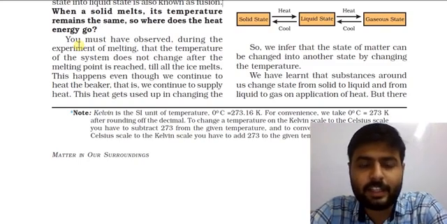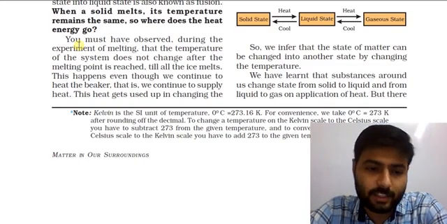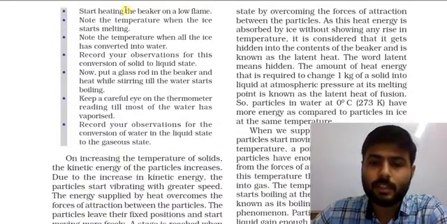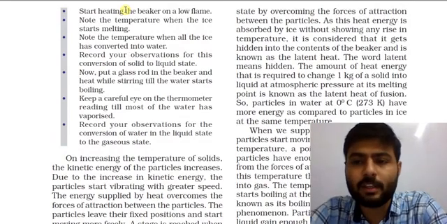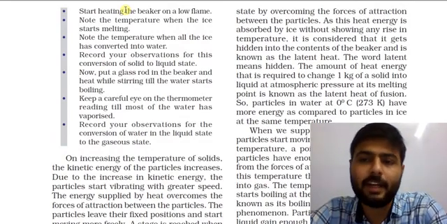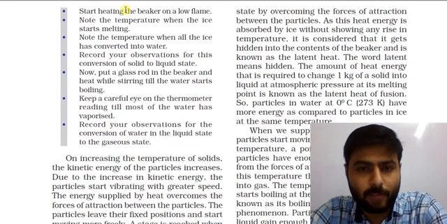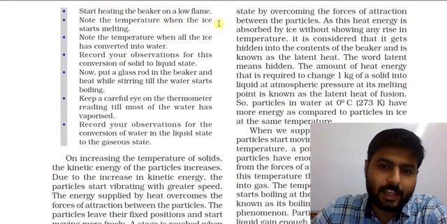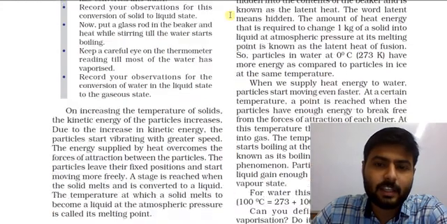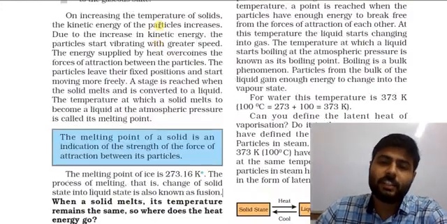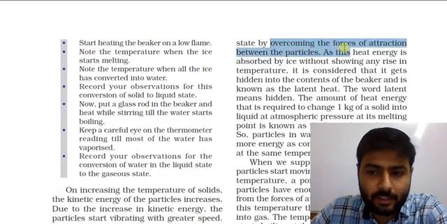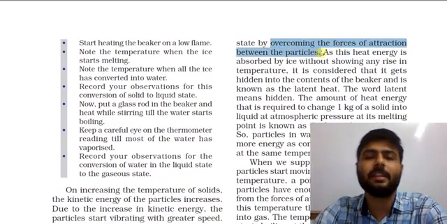That is, we continue to supply heat. This heat gets used up in changing the state by overcoming the force of attraction between the particles. Where does this heat go? This heat is utilized in changing the state of the object or matter by overcoming the force of attraction between the particles.